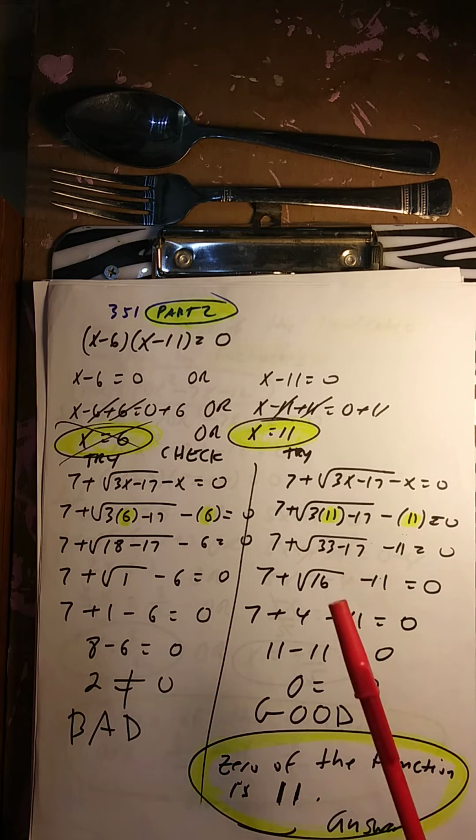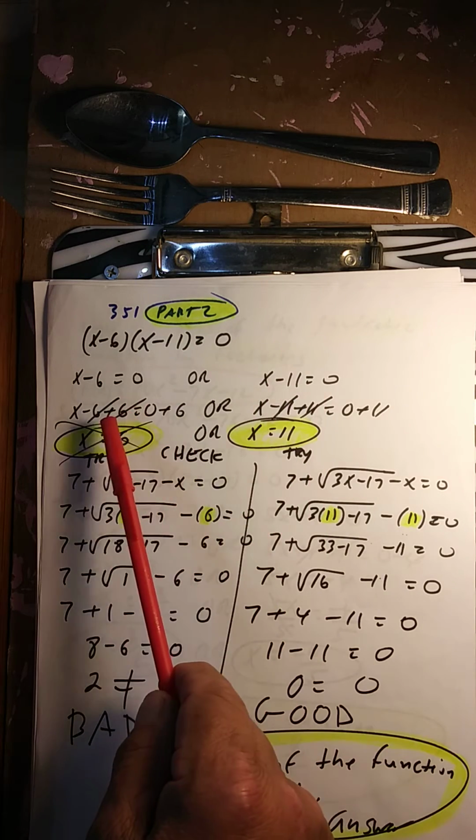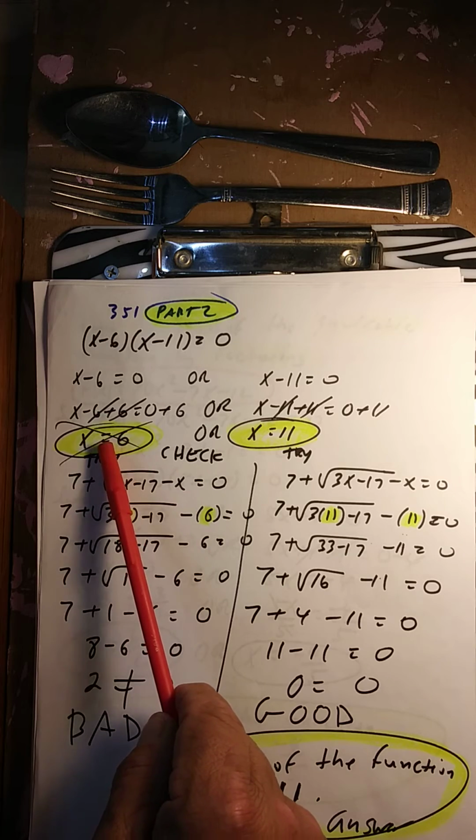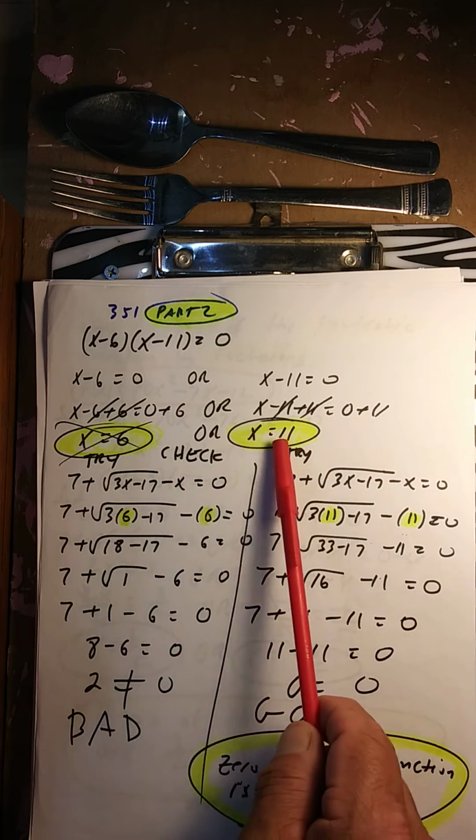So now we have this. x minus 6 equals 0. x minus 11 equals 0. Let's solve these. So add 6 to both sides, so x equals 6. And I'll show you why I put an x on that. x minus 11, plus 11, so x equals 6 or 11.